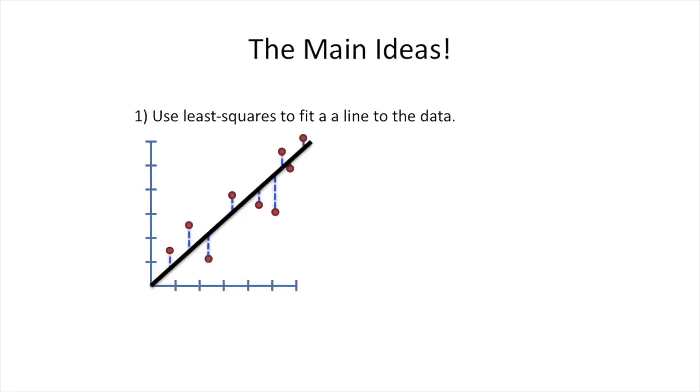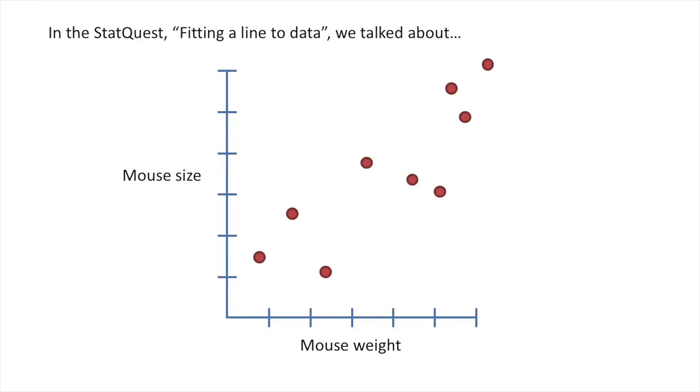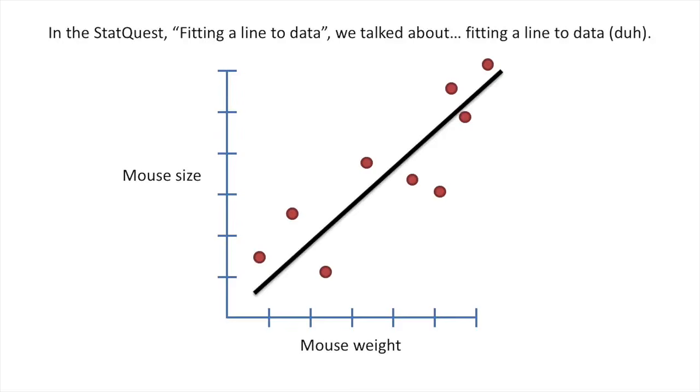The first thing you do in linear regression is use least squares to fit a line to the data. The second thing you do is calculate r squared. Lastly, calculate a p-value for r squared. There are lots of other little things that come up along the way, but these are the three most important concepts behind linear regression.